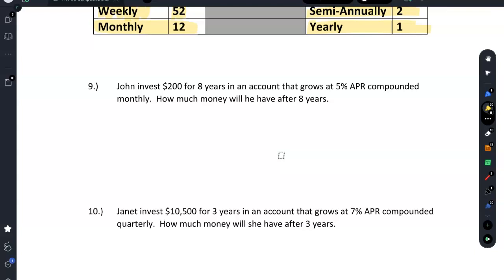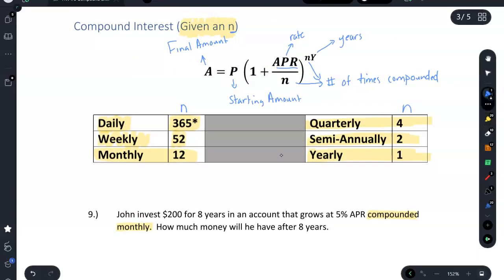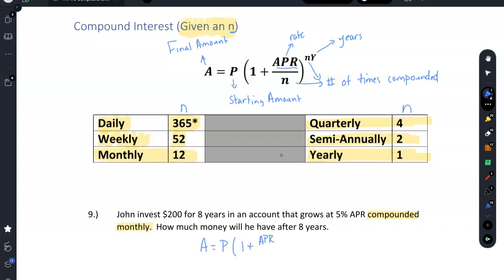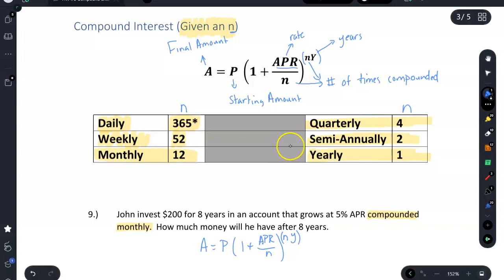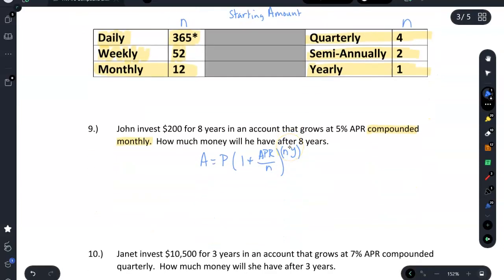I have John invests $200 for 8 years in an account that grows at 5% APR compounded monthly. So as soon as I see the word compounded, I look right behind it and I see monthly. Then once again, I know that I'm using this equation up here. So I want to write it down. A equals P times (1 plus APR over n) raised to the n times y, right? And some people will put that ny in parentheses, and depending on which calculator you have, I suggest that you go ahead and put it in parentheses. It can't hurt to put it in parentheses, even if it's not necessary, depending on your calculator.